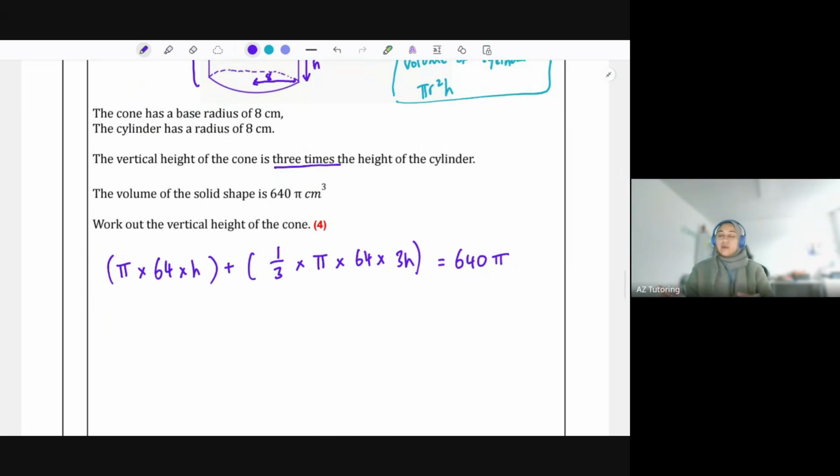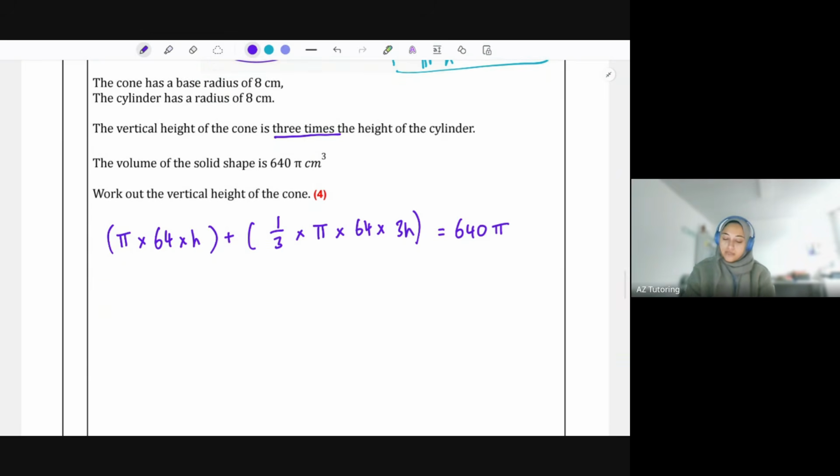Notice how I'm not timesing out by pi because I'll just get loads of decimal numbers to work with, which will get ugly quick. Let's simplify this. We've got 64 pi h. For this, we're adding to a third times 64. That's 64 over 3. Oh, we've actually got the 3 there as well. I missed that 3 here. So it cancelled. So these two cancel each other out. So we're just left with 64, not 64 over 3.